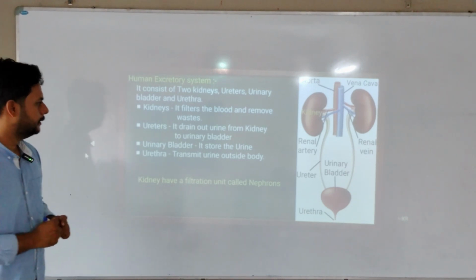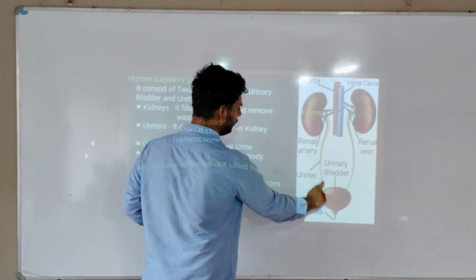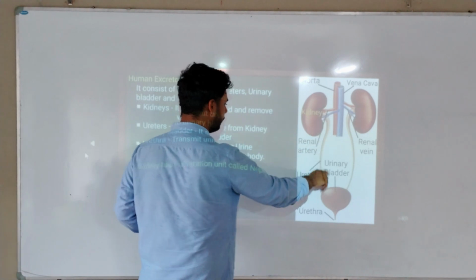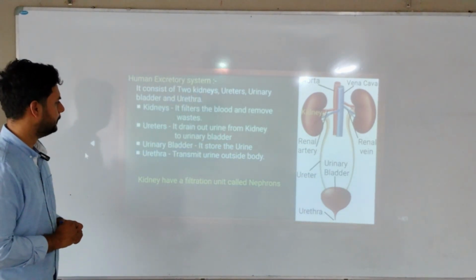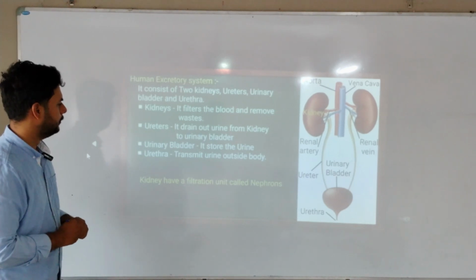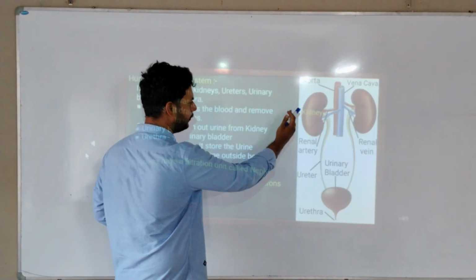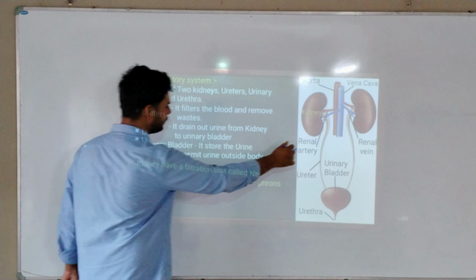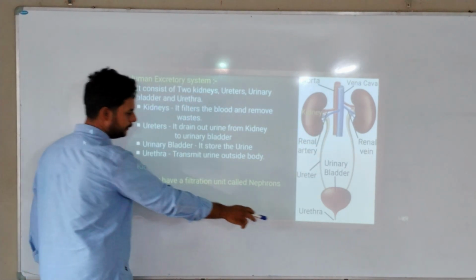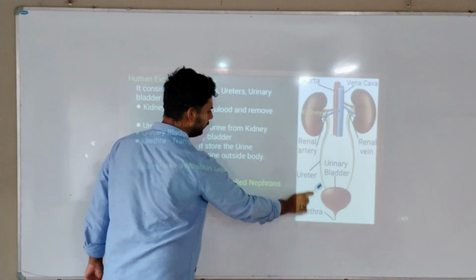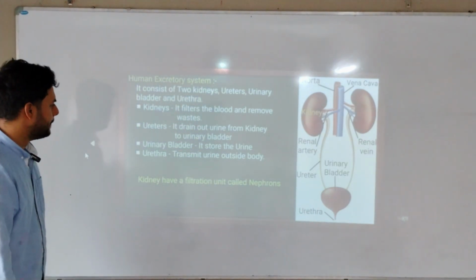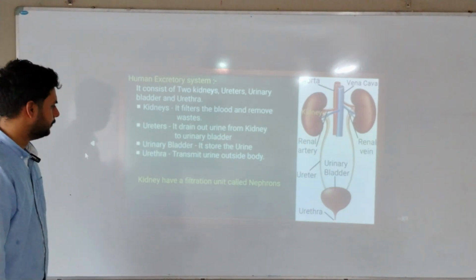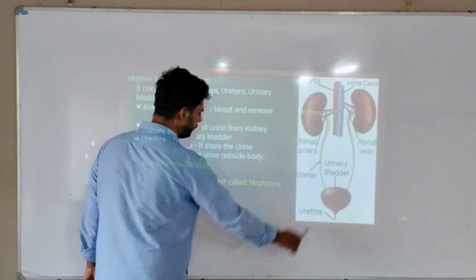Next. Ureters. See here, the ureter is here. After the kidney, it will enter into the ureter. The kidney filters the blood and removes the waste, then sends it to the ureter. The ureter drains urine from the kidney to the urinary bladder. Urine is a waste. This is the urinary bladder, and it stores the urine. Next. Urethra transmits urine outside. Whatever waste is there, it throws outside through the urethra.